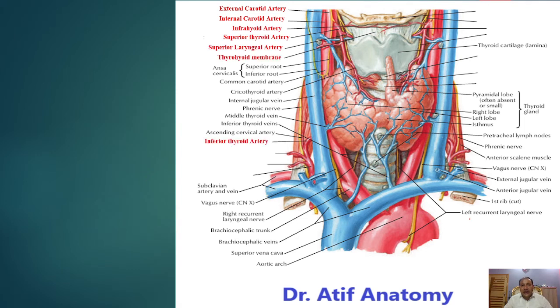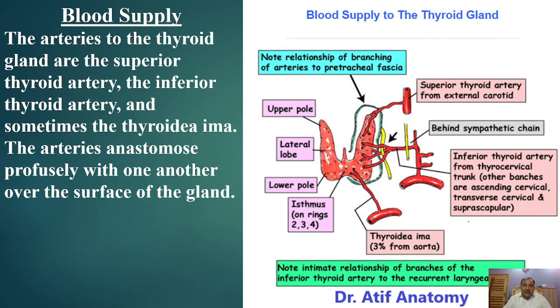Now we discuss the blood supply of the thyroid gland. You can see and identify the external carotid artery, which is present here. It gives a branch which goes downward. This is called the superior thyroid artery, which goes to the upper lobe and supplies the thyroid gland. And to the lower lobe, there is an inferior thyroid artery, which comes from the thyrocervical trunk.